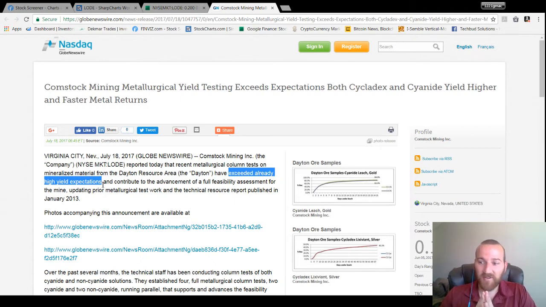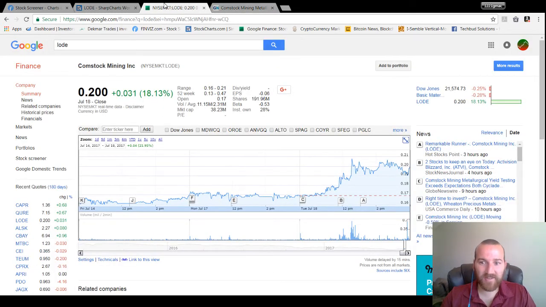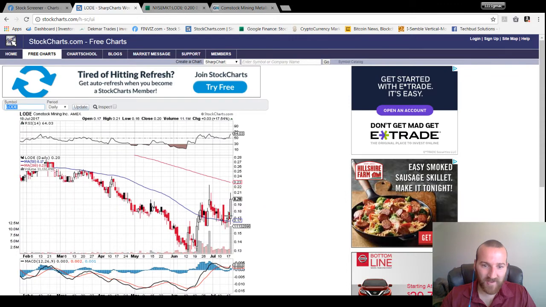So whatever analysts and company forecasts were, and that people were betting the stock was going to be at, they exceeded it. So they went beyond it. So that's a good reason why this stock is running up. So I would think that's why this stock is in play and people are buying it today.